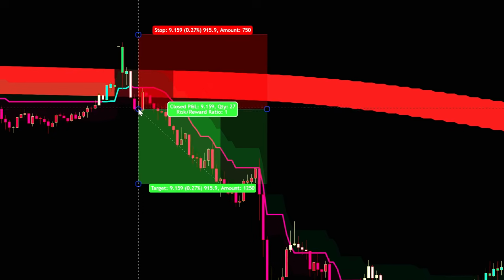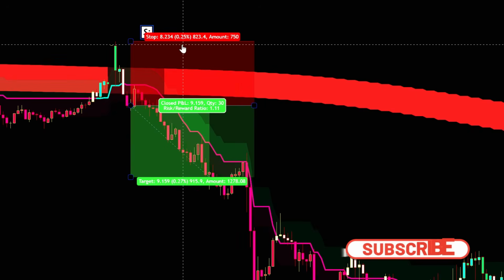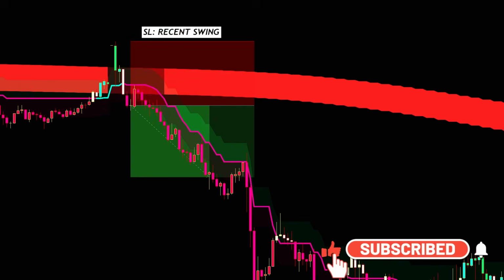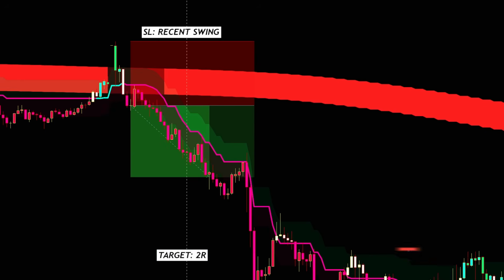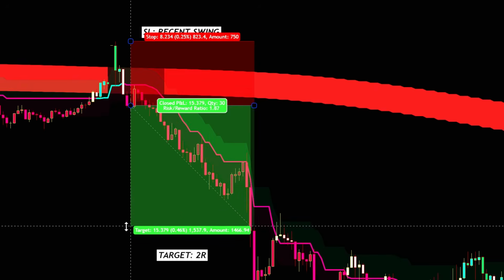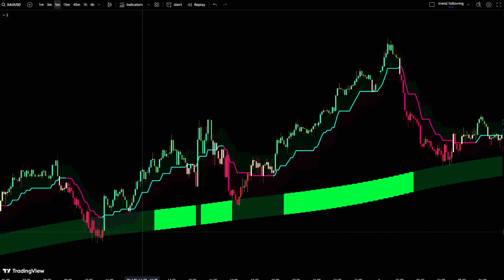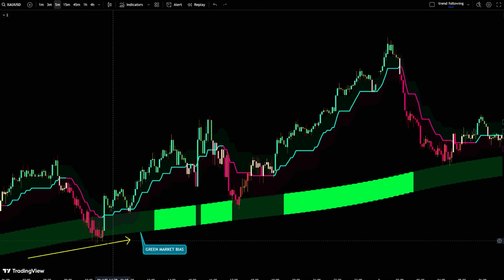For this strategy, you put your stop loss at the most recent swing high or low, basically the last peak or valley in the price. Then you can set your take profit target to 2R, and it's the exact same idea for buy trades, just the other way around.